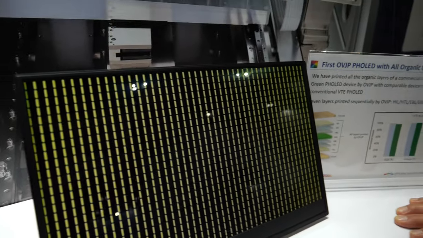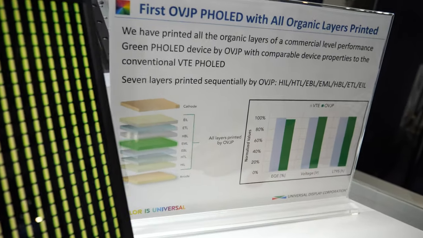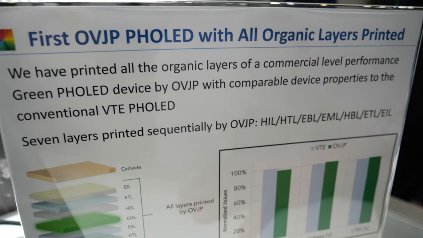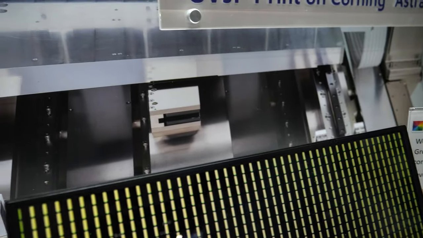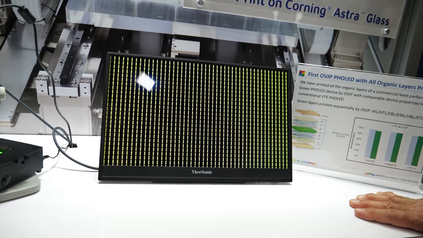Are you printing displays, or what are you doing? We're developing equipment that a display manufacturer would use to manufacture a television. And this promises to be more efficient and cost-effective than present technologies.